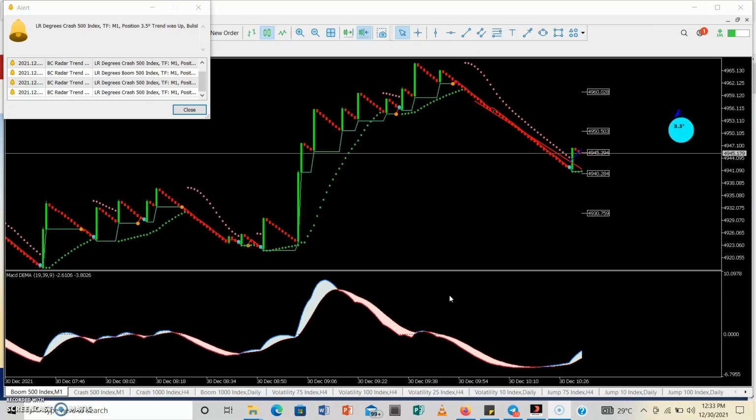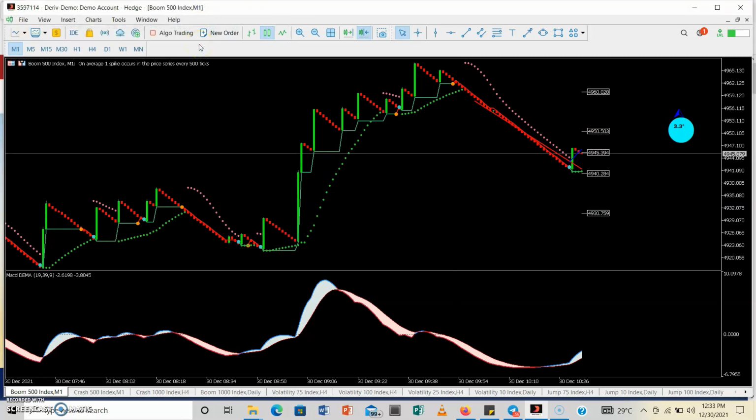Today I want to share with you guys a scalping indicator that you can place on your laptops or computers and use to trade boom and crash. I'm going to take you through the step-by-step guide on how to install this indicator and how to use it to find trades.